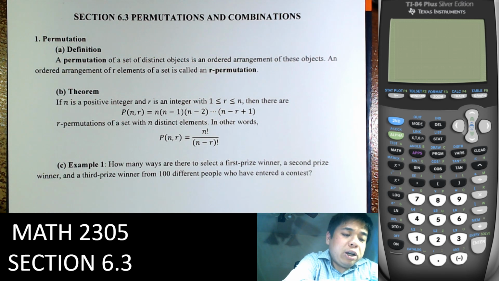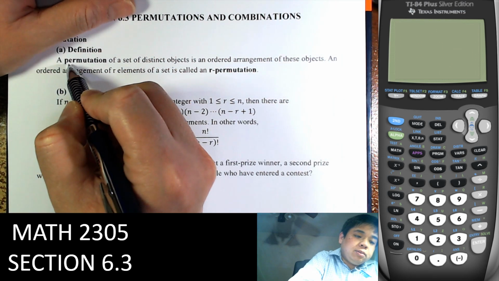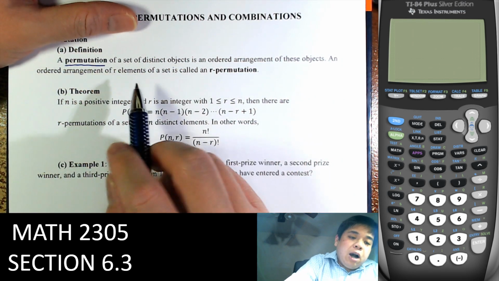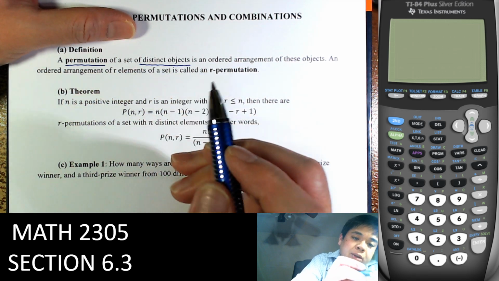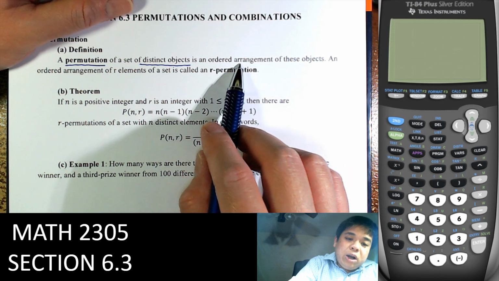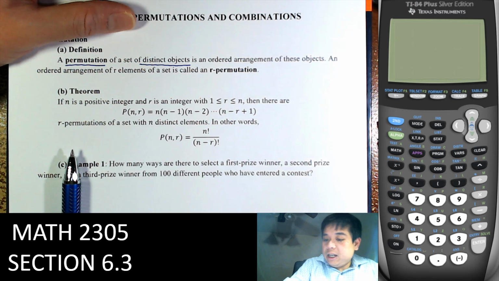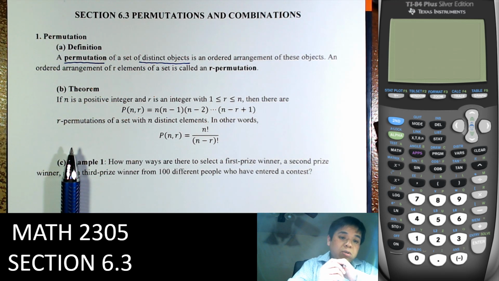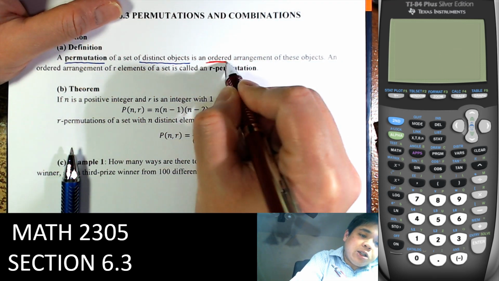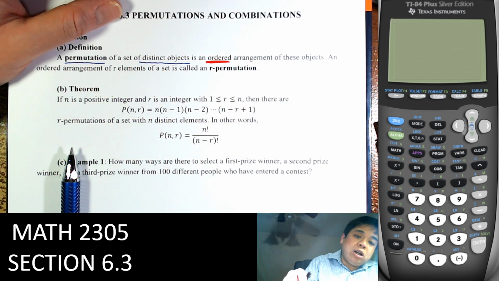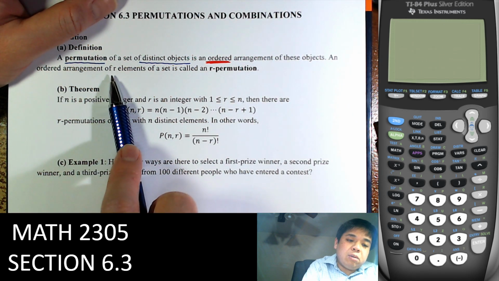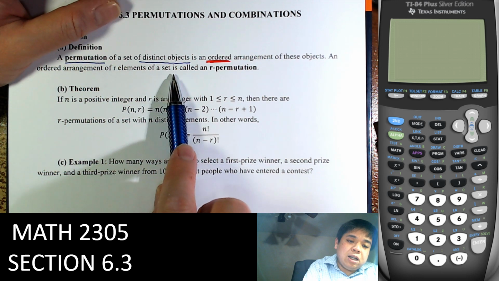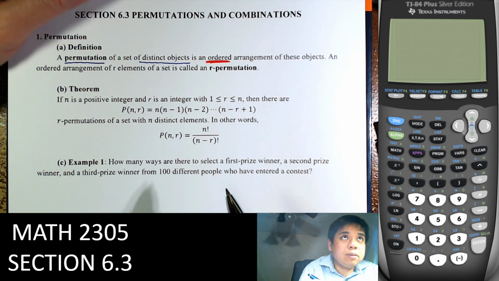So first, permutation. A permutation of a set of distinct objects, so the objects are not the same, is an ordered arrangement. The most important thing in this section is that in a permutation, order matters. So it's an ordered arrangement of these objects. An ordered arrangement of r elements of a set is called an r-permutation.